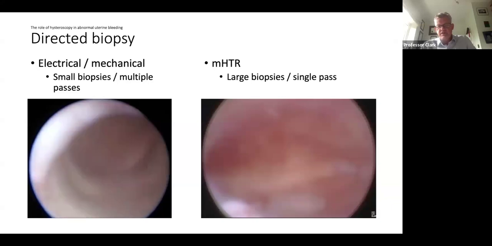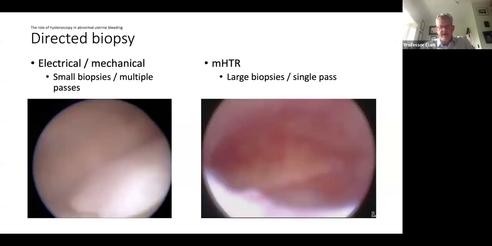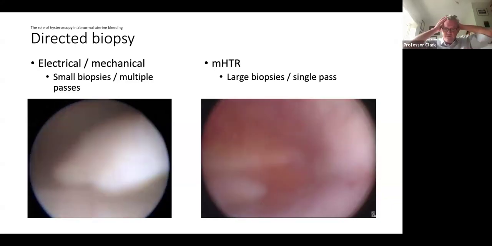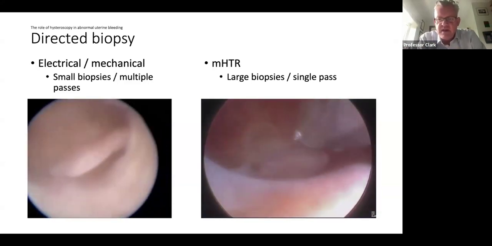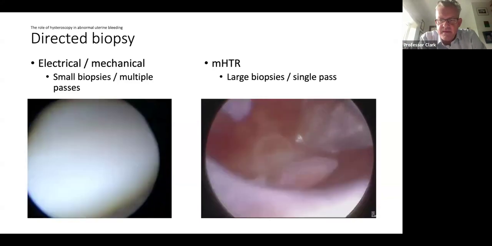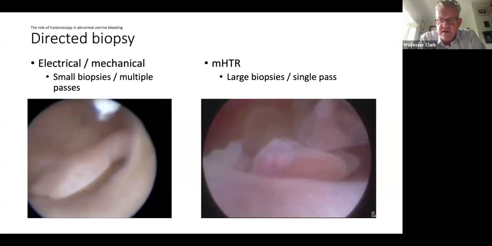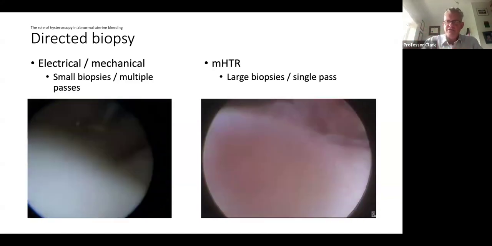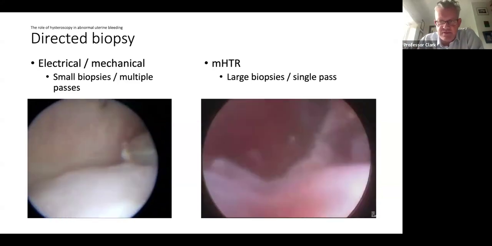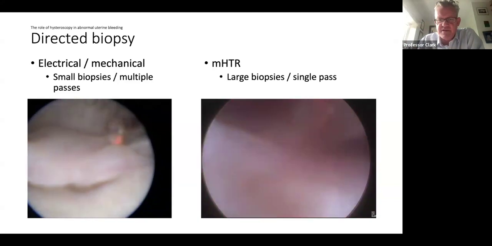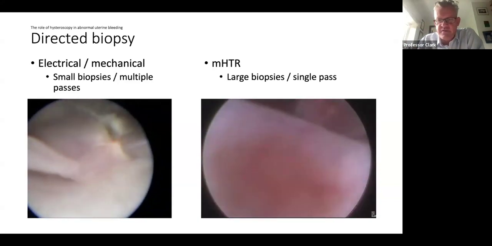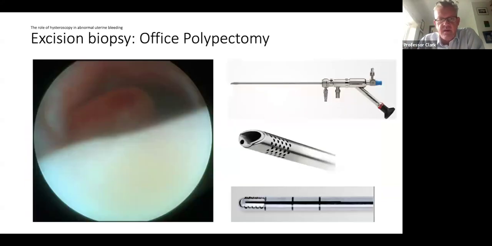And I'll just show you a little one here. It's a bit blurry, but you can see it allows, these are probably little polyps, directed biopsies. With the miniature grasping forceps, often you have to have repeated insertions to take biopsies and remove specimens, but this does allow everything to be done in one go.